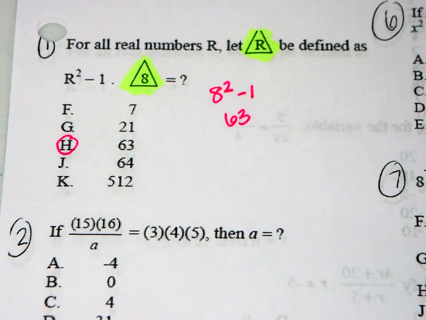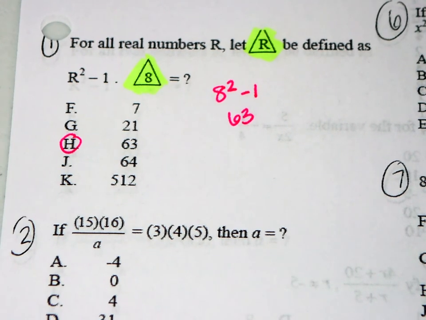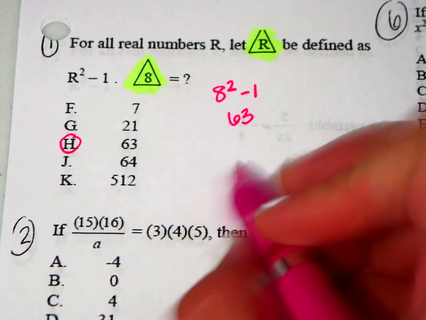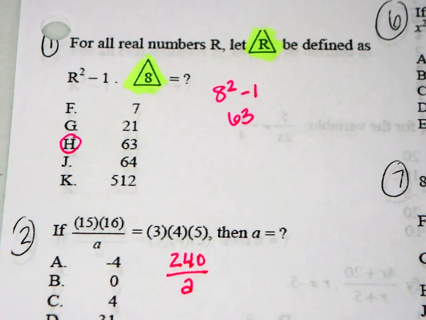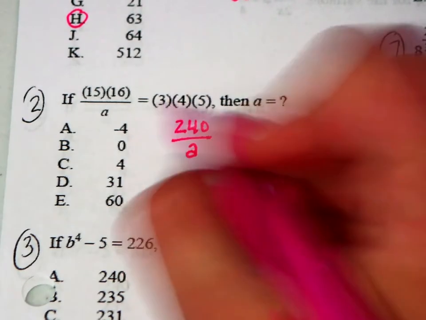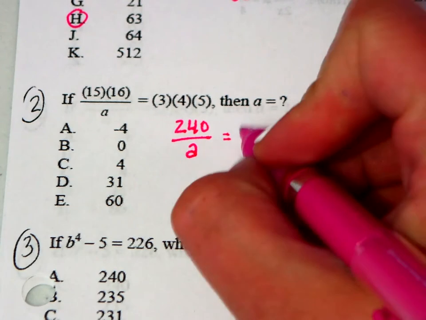All right, next one. We've got 15 times 16 over A equals 3 times 4 times 5. The first thing I would do is go ahead and simplify the top. So 15 times 16 is 240, and that's over A. Oh, let me go ahead and move that up. There you go. Then I would simplify over here. So 3 times 4 is 12. 12 times 5 is 60.